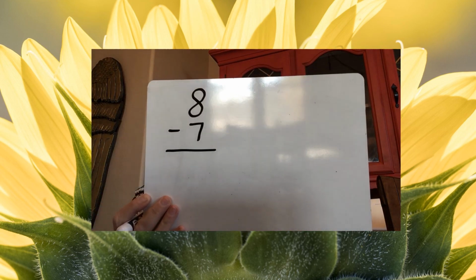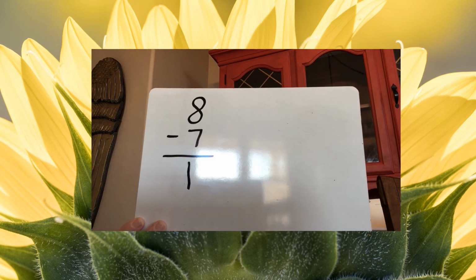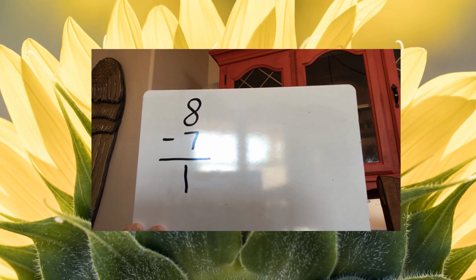I'm going to show you one more. My problem is 8 minus 7. I'm going to show you in cubes. I have 8 green cubes and 7 red cubes. What's the difference? 1. 8 minus 7 is 1. So that is difference of 1. Anytime you see numbers that are only 1 apart, the answer is going to be 1.